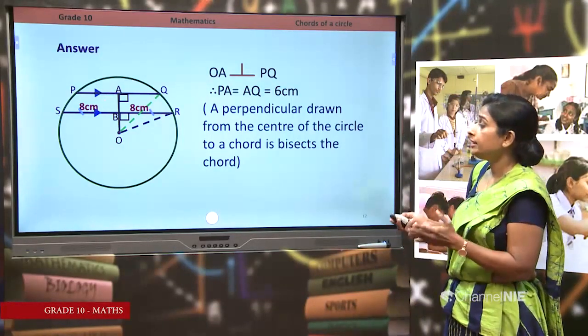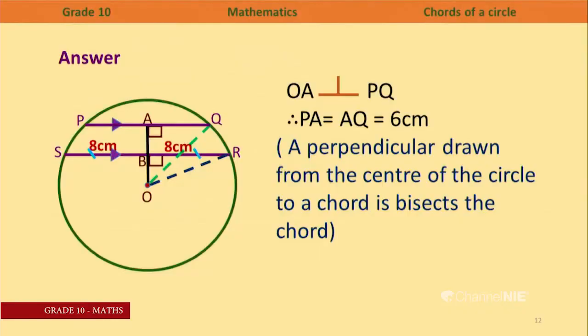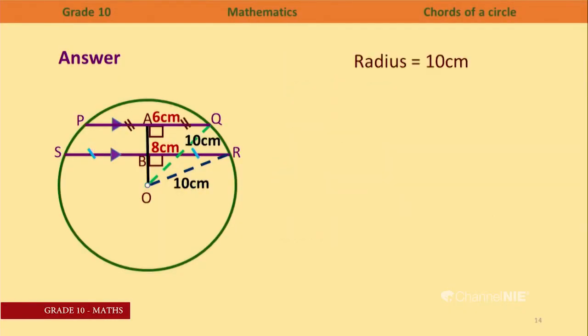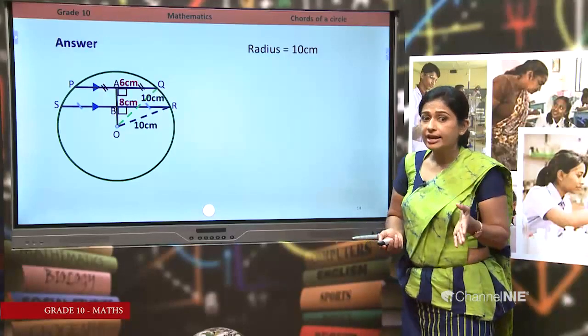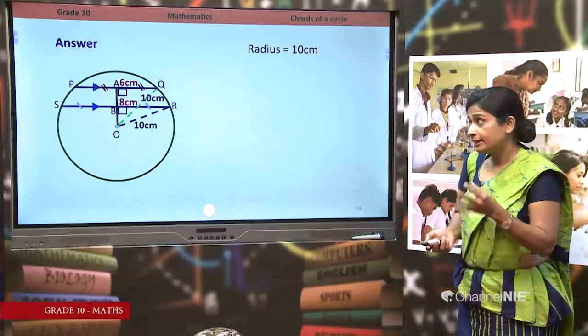Here I have marked in the diagram SB as 8 and BR as 8. Here we know the radius of this circle is 10 centimeters. So, OQ is the radius of this circle, and OR is the radius of this circle. So, I can mark them as 10 centimeters and 10 centimeters. So, we are going to find the length of OA and the length of OB. To find that, we will use this right angle triangle. Using the right angle triangle, how do we find the length of the sides?